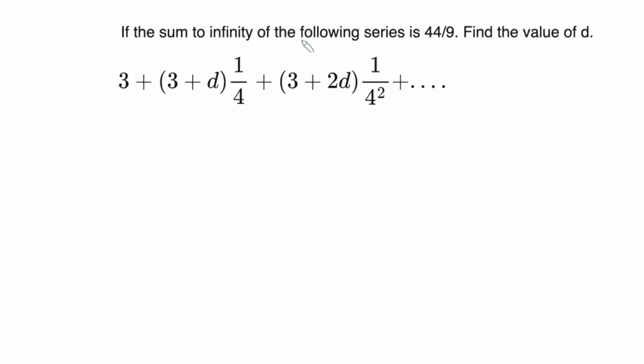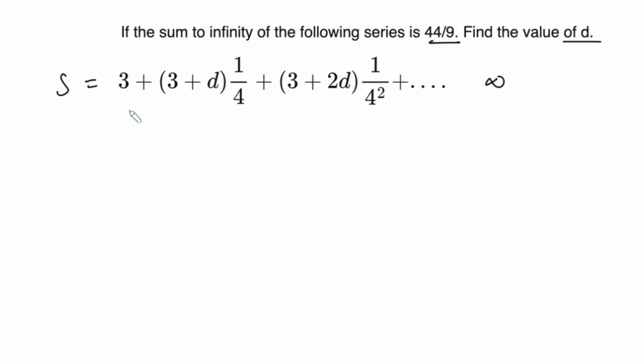If the sum to infinity of the following series is 44 over 9, find the value of d. So we are given the series 3 plus d times 1 over 4, 3 plus 2d times 1 over 4 squared, and so on up to infinity. We can call this series S.